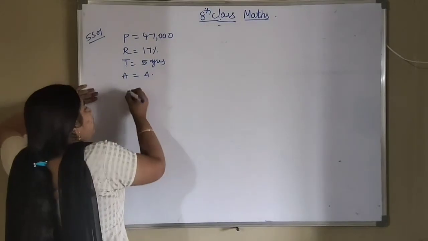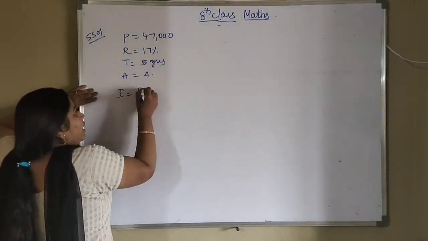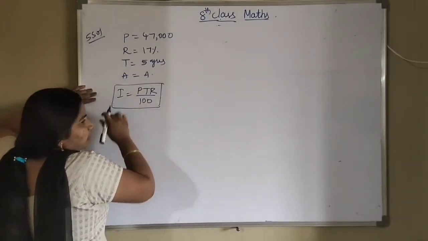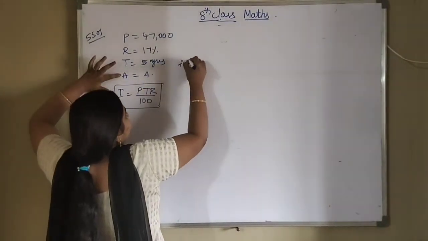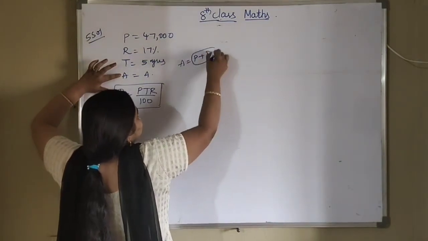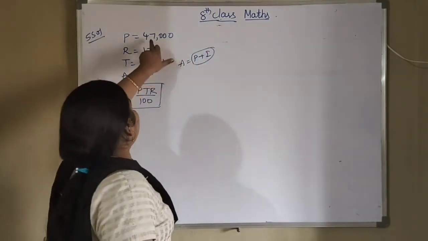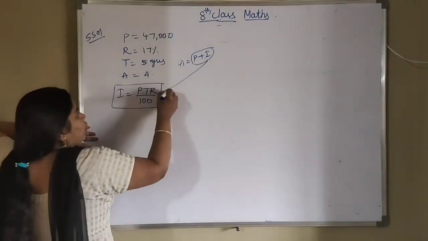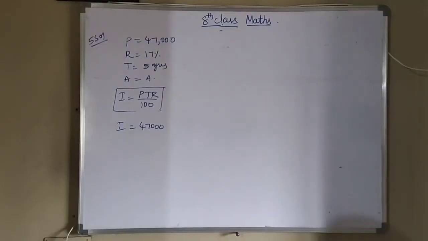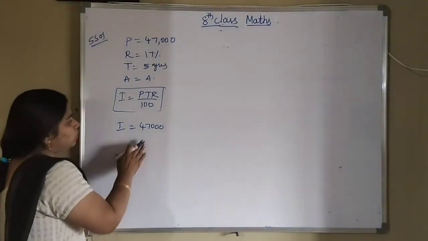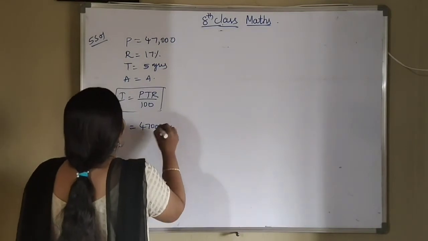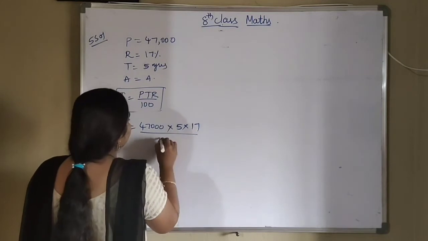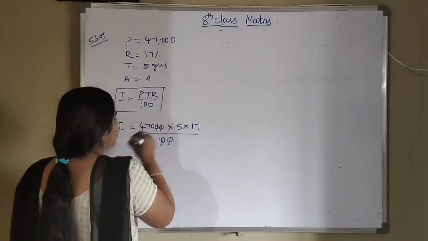Again the same thing. First we will apply I is equals to PTR by 100. Why are we using this formula? For finding the I value. Because for finding the A value we want the P value as well as the I value. P value we have as 47,000. I value we don't know. So by using this formula we find I. So I is equals to 47,000 into time, 5 years, into rate of interest 17 by 100. So the zeros will get cancelled.